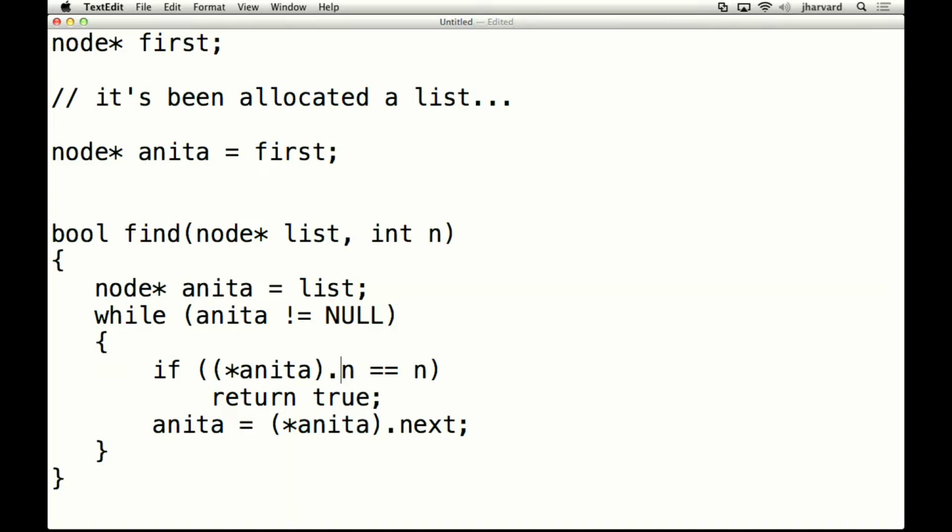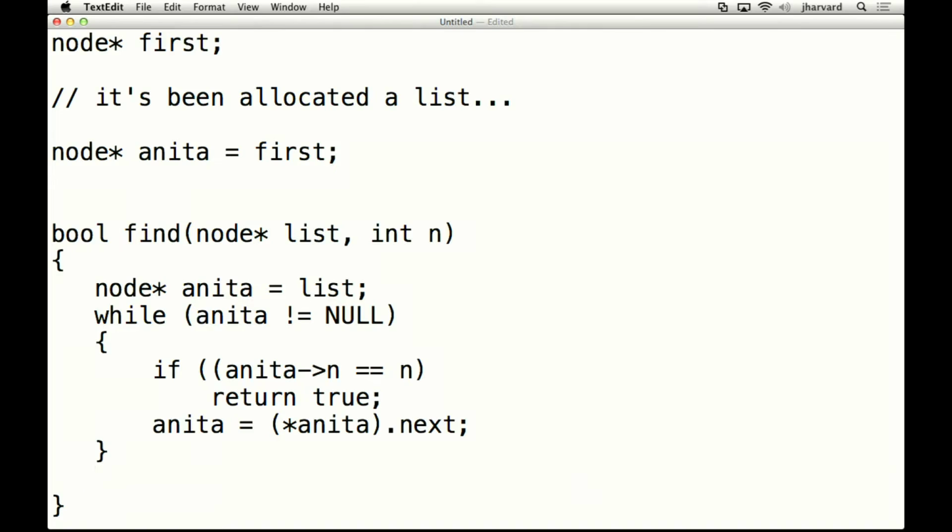But it turns out C lets us simplify this. Instead of writing parenthesis, star, Anita, close parenthesis, we can instead just write Anita, arrow, n. And it's the exact same thing functionally, but it's a lot more intuitive, and it's a lot more consistent with the picture that we've been drawing all this time using arrows.